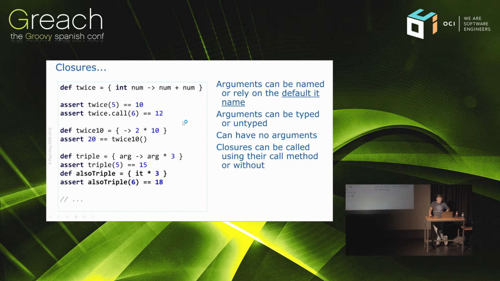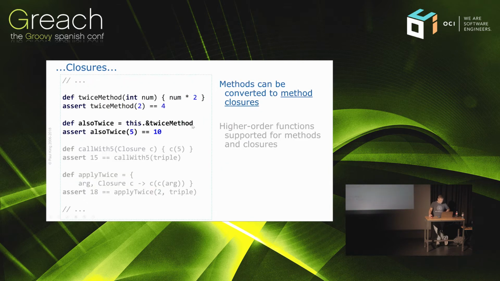If you don't give a name to the parameter, there'll be a default parameter called it. So it's like the this object: this in an instance of a class is like it inside a closure. Here I've got a method, and I can create what's called a method closure, which is just a reference to that method. I can then treat that reference as if it was any other closure, so I can call it and do other things with it.